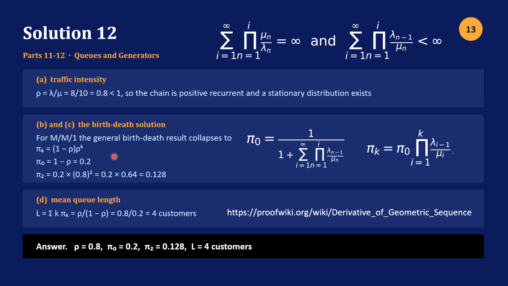And you need to take the derivative of the geometric series to get a formula for the sum of k times rho to the k here. And I can even give you a link to where that formula is provided. And when you go through that calculation, and I agree, there's some work going from here to here, you get rho over 1 minus rho. And then once you're here, of course, it's easy. You're just plugging in the 0.8 for rho, and you get 4 customers. So that's the mean queue length.